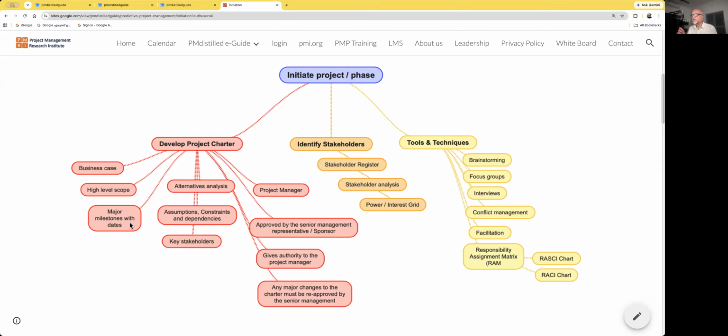So milestones are major accomplishments in a project. A milestone per se doesn't consume any resources.